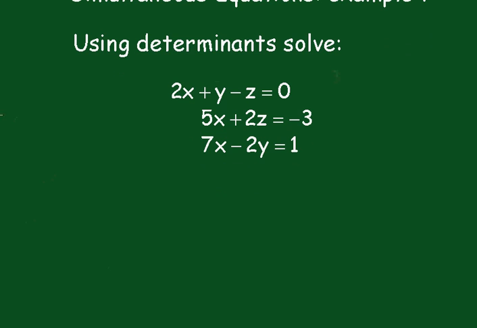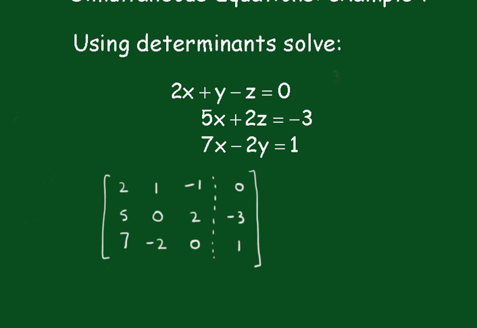Okay, now to do that, we write it like this. Take the coefficients of the x's in the first column, that's 2, 5, and 7. And we'll take the coefficients of the y's in the next column, which is 1, 0, and minus 2. And the coefficients of the z's, which is -1, 2, and 0. And then we'll just do a little dotted line down here, and then the numbers 0, minus 3, and 1.